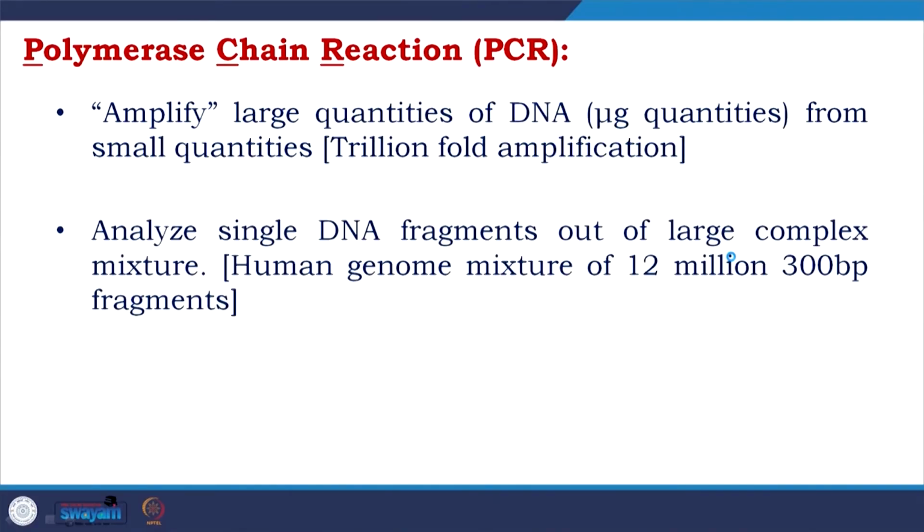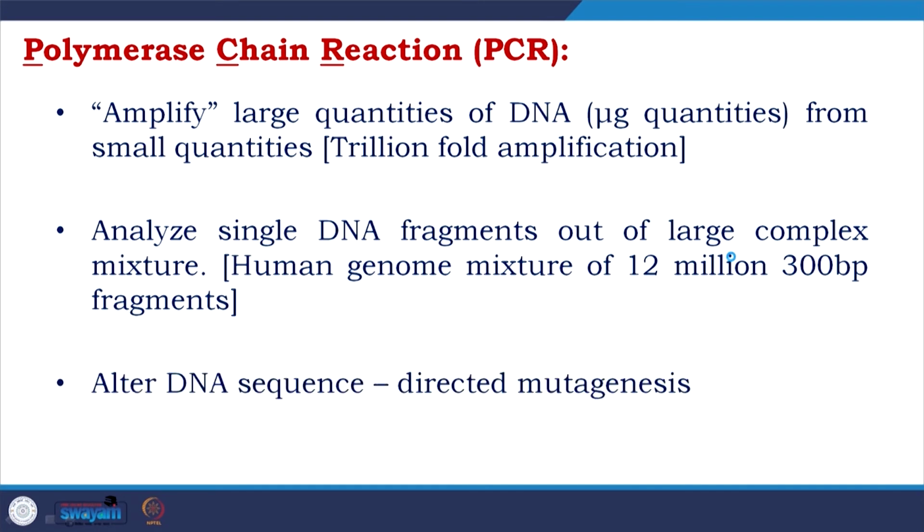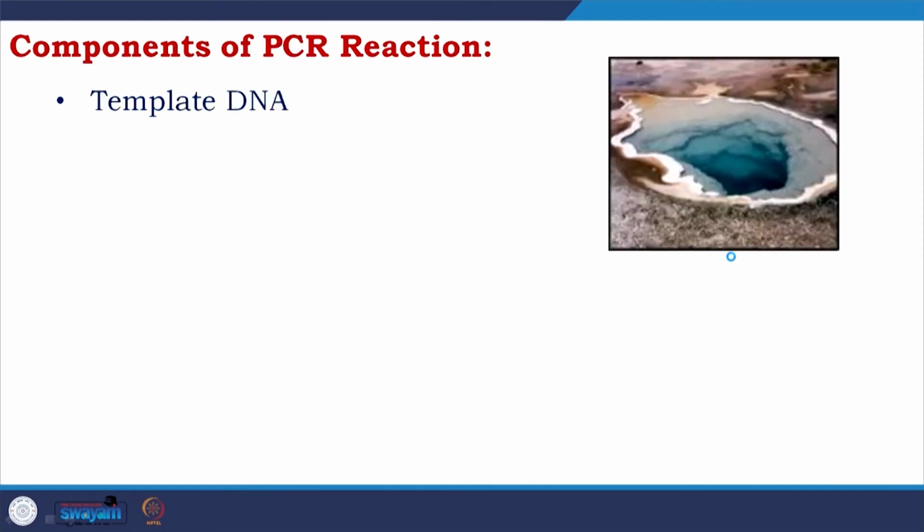You can analyze a single DNA fragment out of a large complex mixture like the human genome, a mixture of 12,300,000 base pair fragments. You could do that. Altered DNA sequence, if there is a mutation, you could identify them. If you want to do mutagenesis, you could perform it through that. What are the components of a PCR reaction? One, template DNA. You have to give the original DNA which you want to amplify. Primers, as we know now from our previous findings, that DNA polymerase cannot work without the presence of primers. So, you need to have primers.